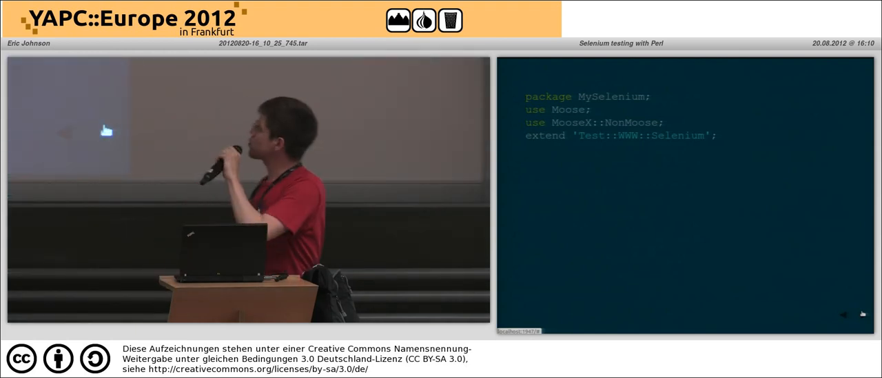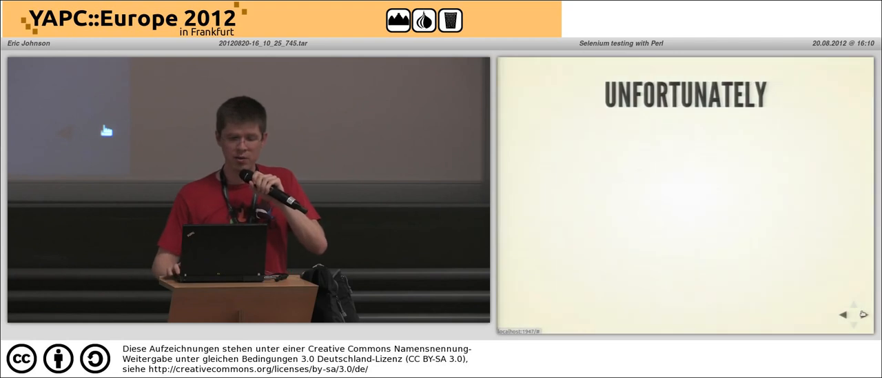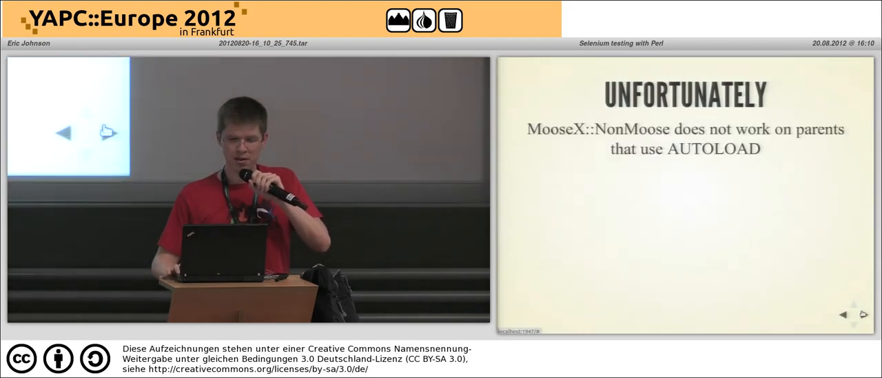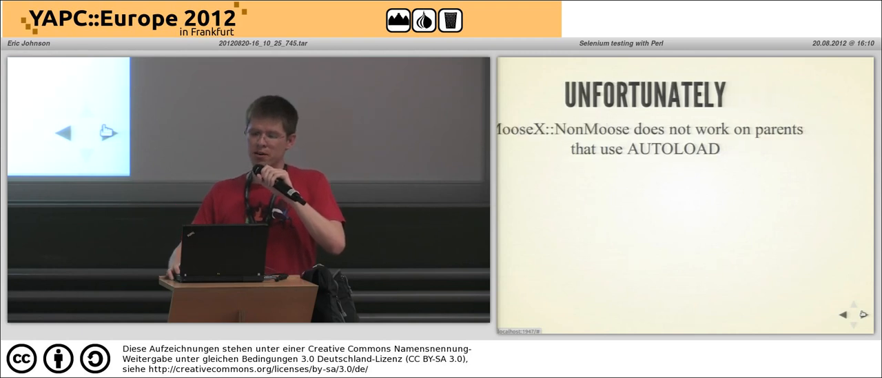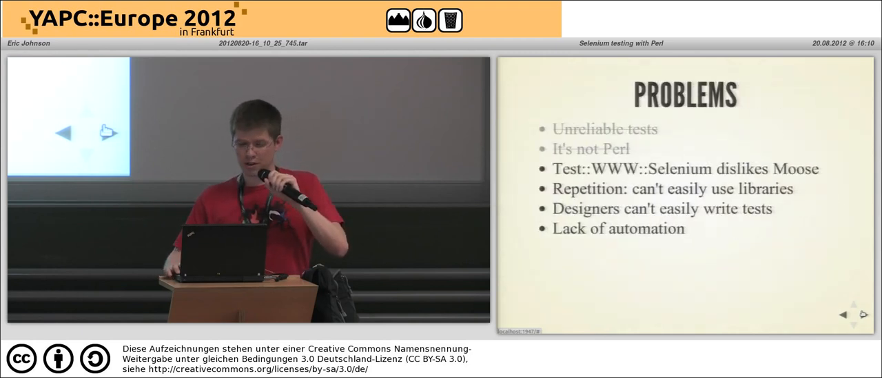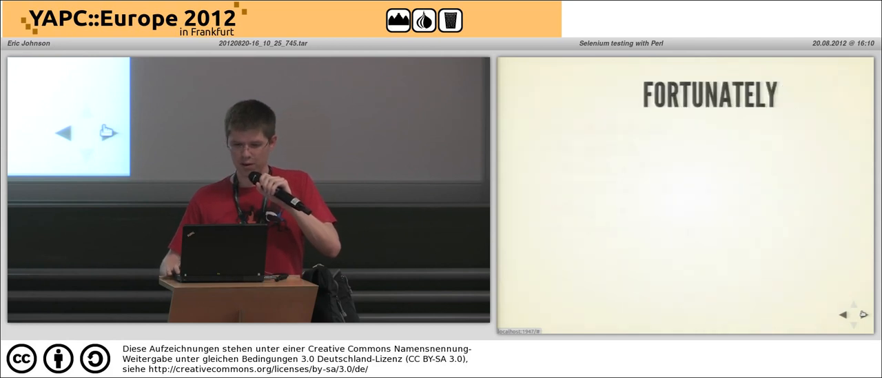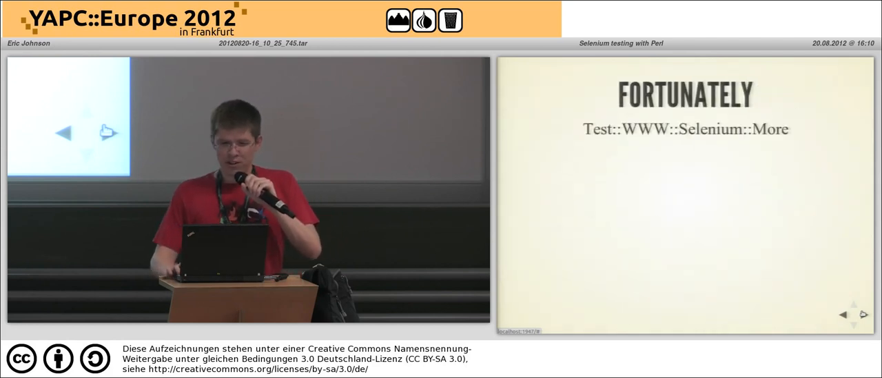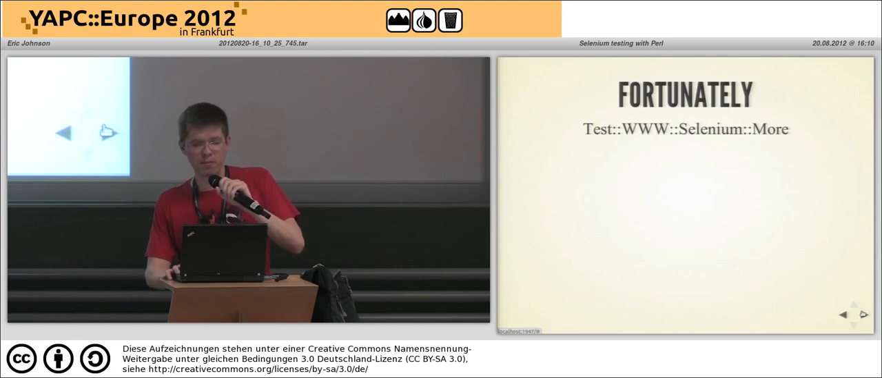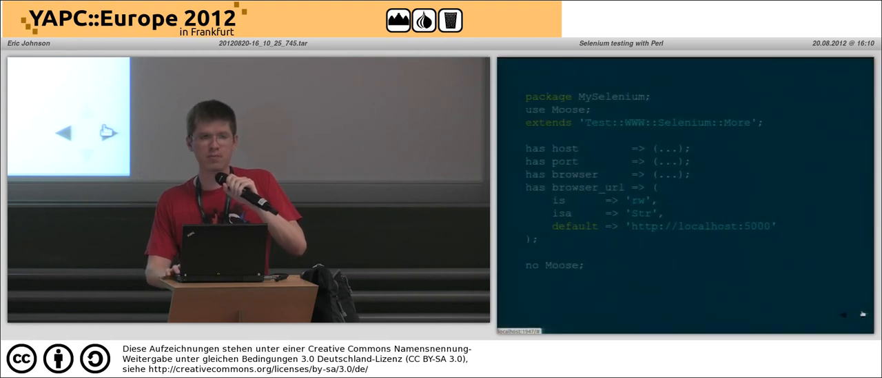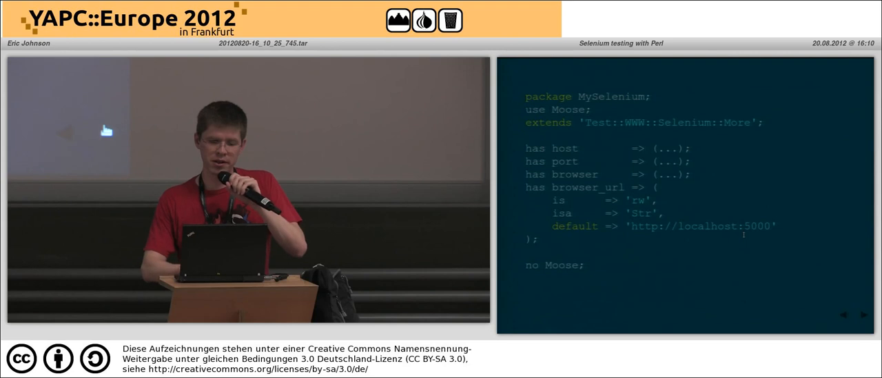This is a great module. All it is is one extra line of code, and it works pretty much every time, except in one case, which is when the parent library uses AUTOLOAD. And of course, Test::WWW::Selenium does use AUTOLOAD. Fortunately, I wrote a module called Test::WWW::Selenium::More, which does several things, but probably the most important one is that it allows you to use Moose and inheritance on the Selenium object. So if you're using More, we can use Moose and get all of our Selenium API from Test::WWW::Selenium.